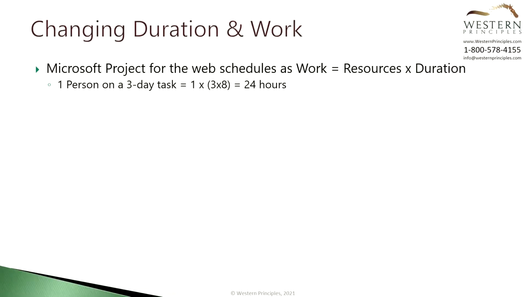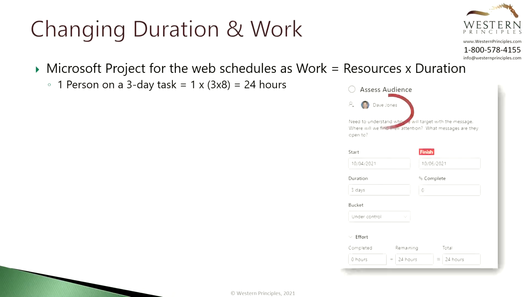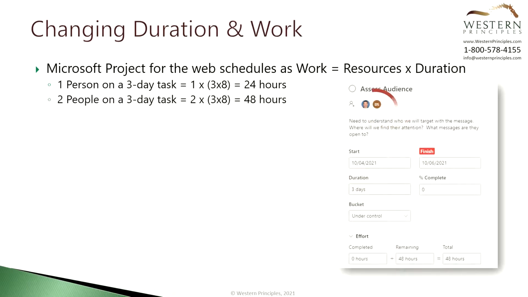Microsoft Project for the Web calculates work effort as the number of resources multiplied by duration. So for example, if you have one person on a 3-day task, you have one person times 3 days times 8 hours per day, which is 24 hours. Similarly, if I increase the assignment to 2 people on this task, now I have 2 people on a 3-day task, and we have 2 people times 3 days times 8 hours per day, which is 48 hours. Pretty easy and straightforward, right?